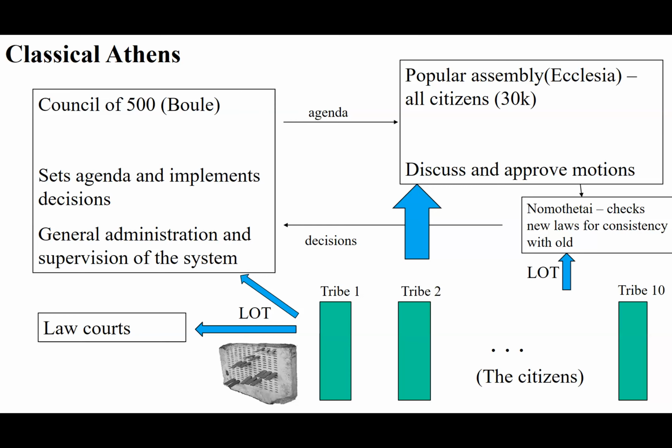Anybody could put a proposal to the boule, to this council, for them to consider. The council would then set an agenda for the assembly of citizens, all citizens, maybe something like 60,000, who could then vote on it.